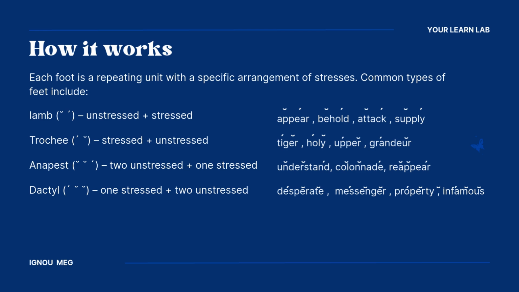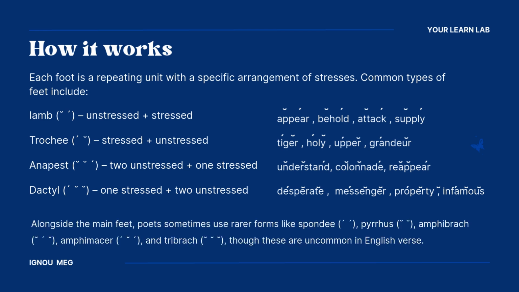Next, you have the anapest, in which you have 2 unstressed syllables followed by one stressed syllable, as in understand, colonnade, reappear. Next, you have dactyl, in which you have one stressed syllable followed by 2 unstressed syllables, such as desperate, messenger, property, infamous. See how the stress is on the first syllable followed by the two unstressed syllables.